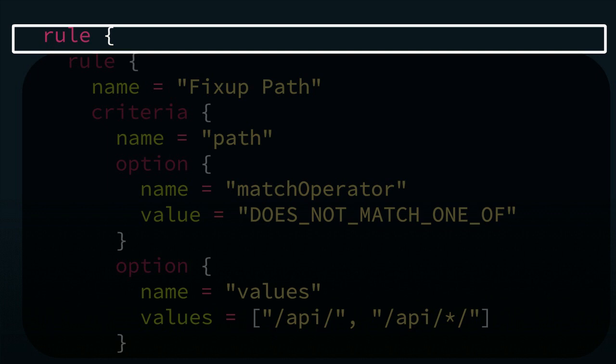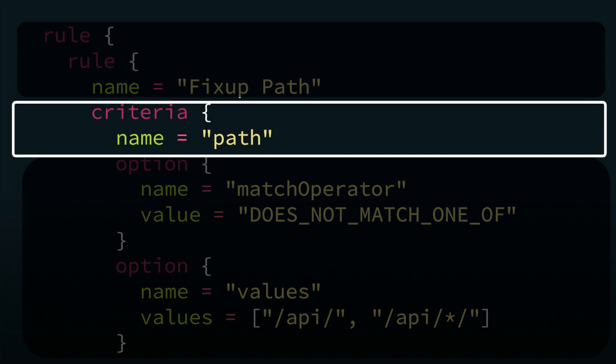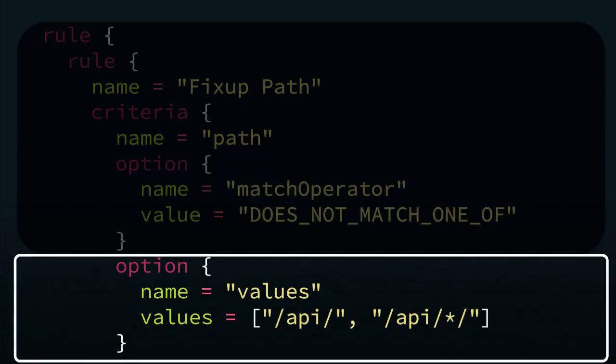So we're going to define our rule block, and inside of that we're going to create a rule. We're going to call it fixUpPath, and the criteria for this is that based on the incoming path, we are going to use the match operator of does not match one of. So we're going to only apply this rule if the criteria are not matched. And obviously what we're looking for is that we don't want to double up the /API. So if you end up hitting a link that points you to api.akamaideveloper.com/API, we don't want to double prefix that. So we're going to only apply it when that is not the case.